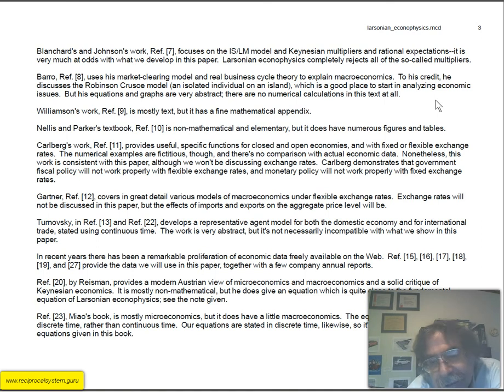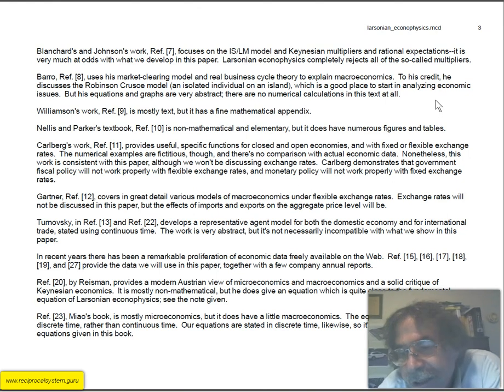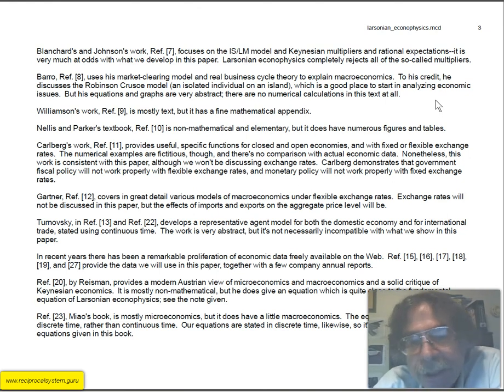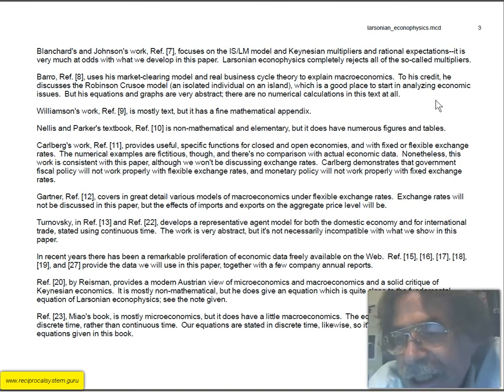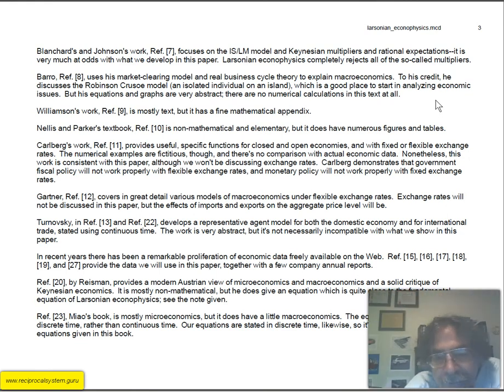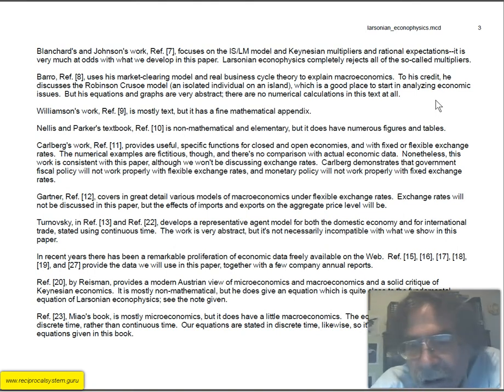Gartner, reference 12, covers in great detail various models of macroeconomics under flexible exchange rates. Exchange rates will not be discussed in this paper, but the effects of imports and exports on the aggregate price level will be. Chernovsky, reference 13, reference 22, develops a representative agent model for both the domestic economy and for international trade, stated using continuous time. The work is very abstract, but it's not necessarily incompatible with what we show in this work. And we do use representative agents in Larsonian Econophysics.